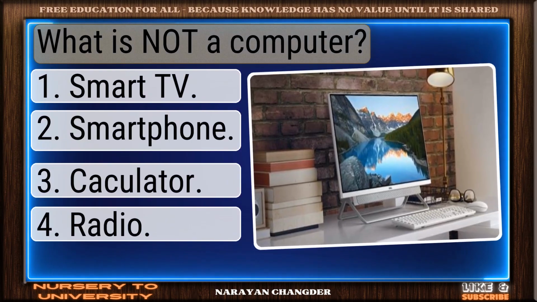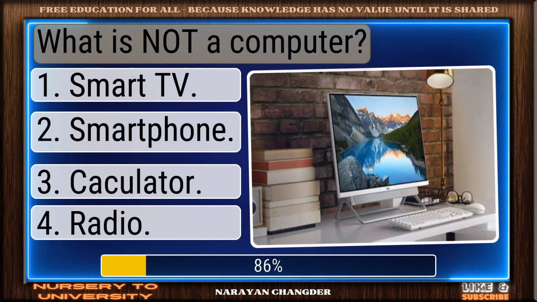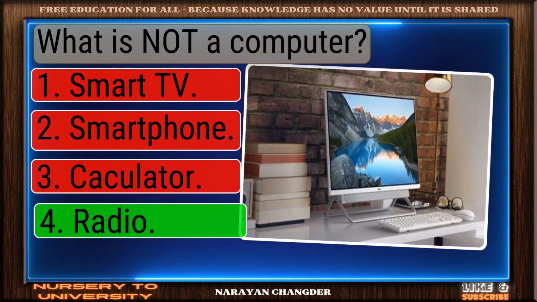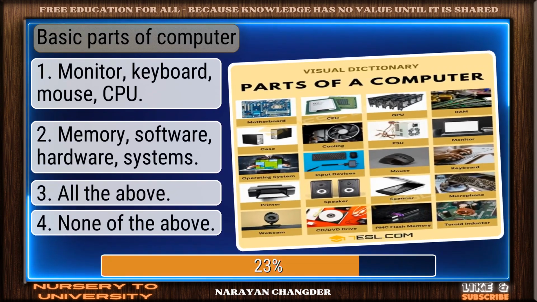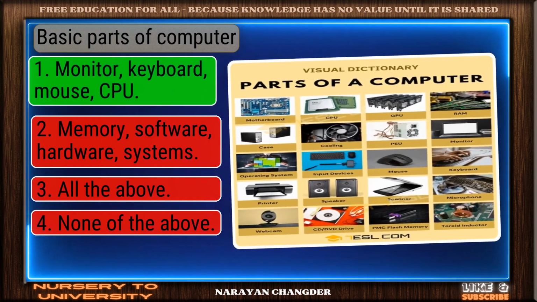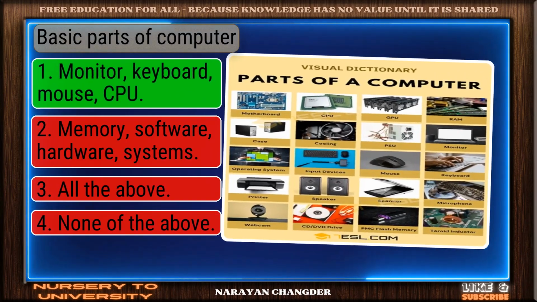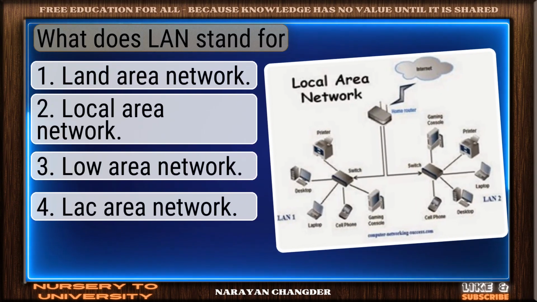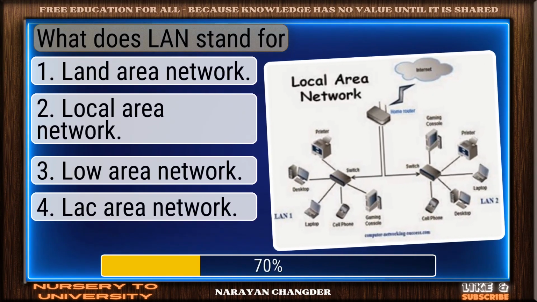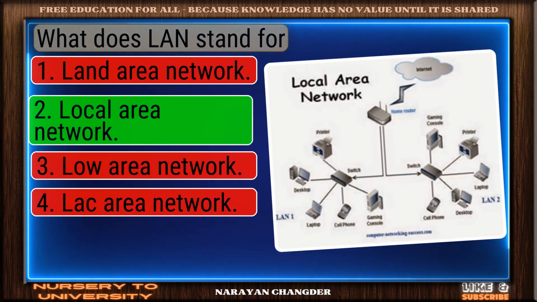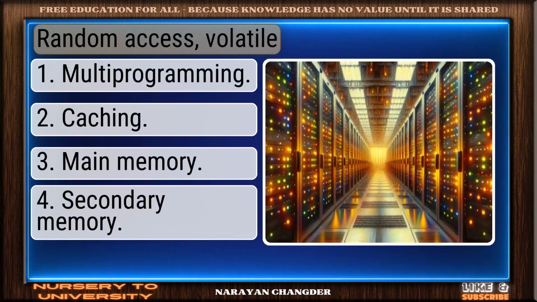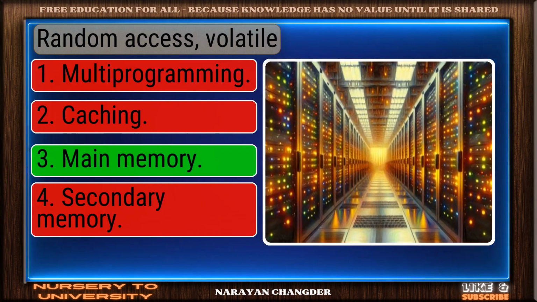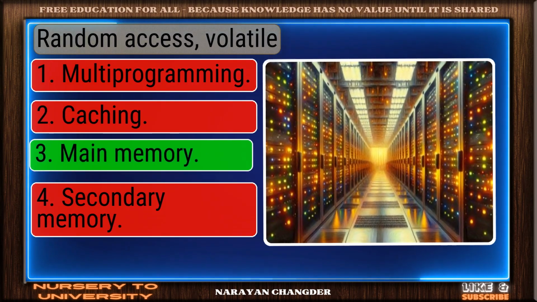What is not a computer? Correct response. Radio is accurate. Basic parts of computer? Great thinking. Monitor, keyboard, mouse, CPU is right. What does LAN stand for? Bravo. Local area network is the answer. Random access, volatile? Nicely done. Main memory is solid.